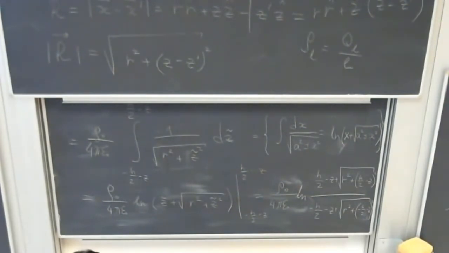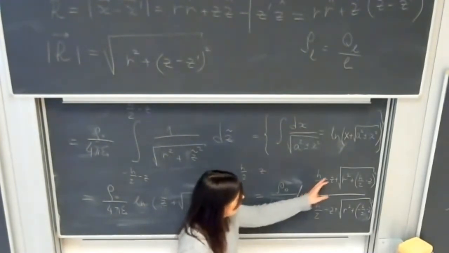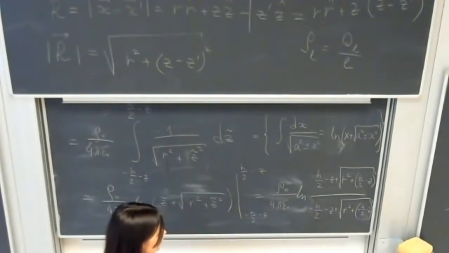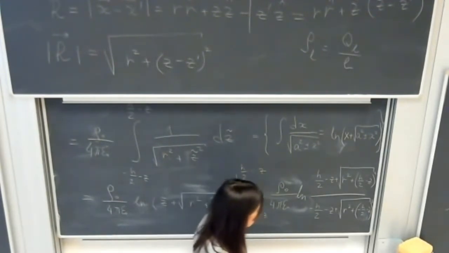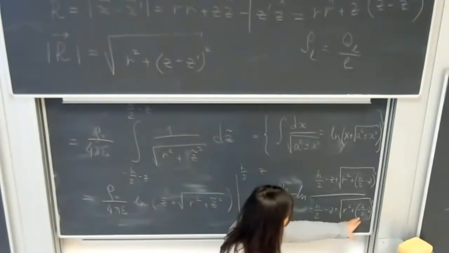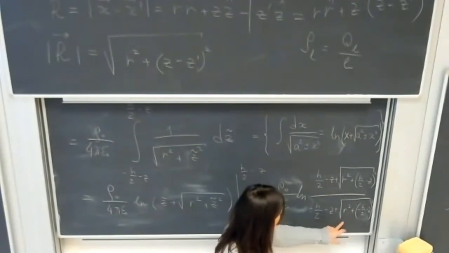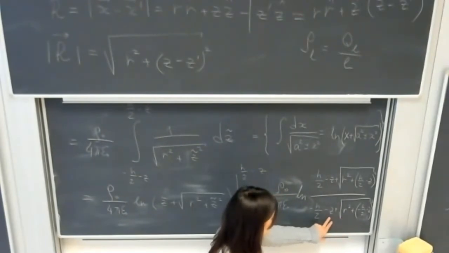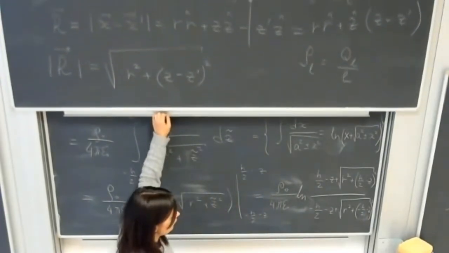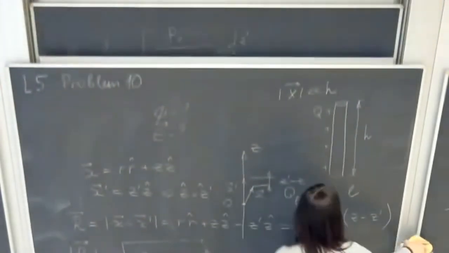And now we would need to simplify this natural logarithm to find the solution. Because we know that h is big, but r is very small, and z is very small. So let's see what we can do.